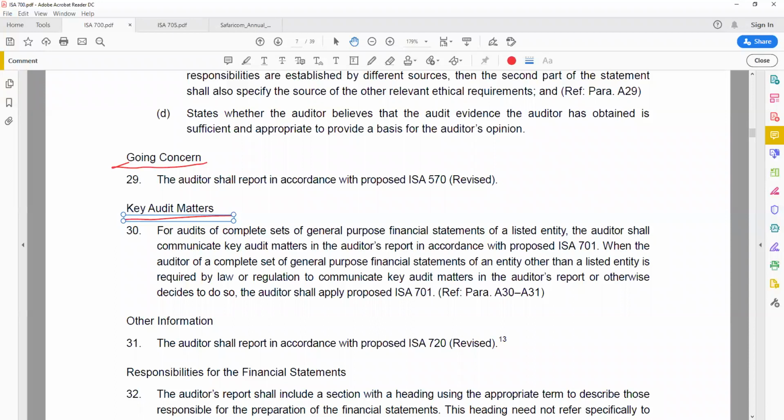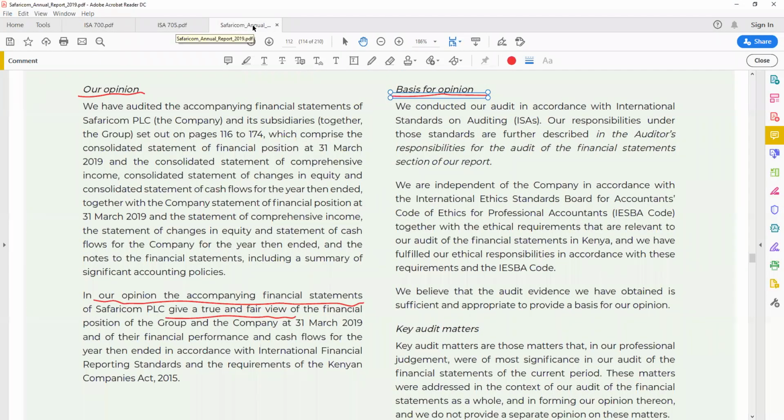Let's go through the accounts of Safaricom, just to see what that implies and what the auditors did say. Next is what is called the key audit matter paragraph.